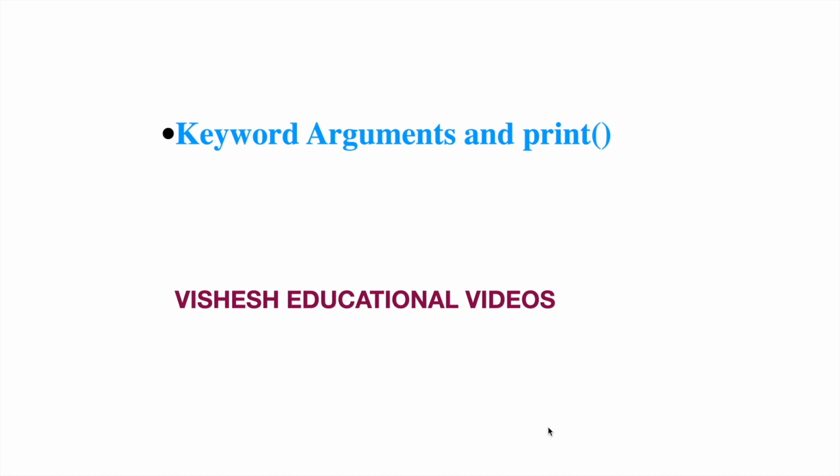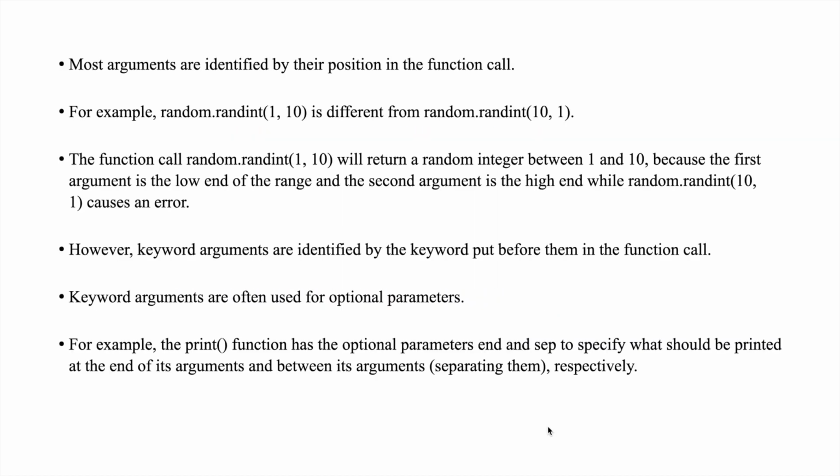So let me begin the explanation of keyword arguments and print. Now, most arguments are identified by their position in the function call. As you know, every function call contains arguments, right? Those arguments are identified by their positions.